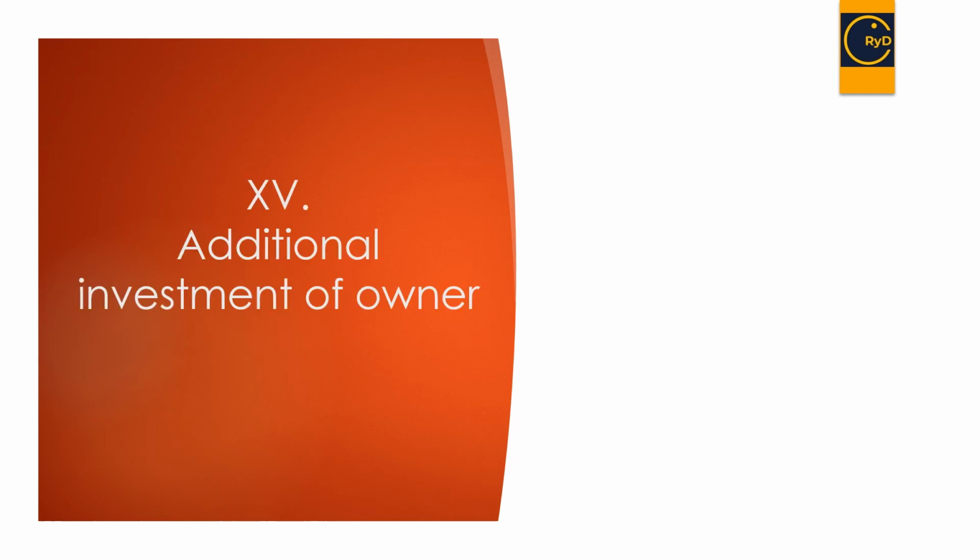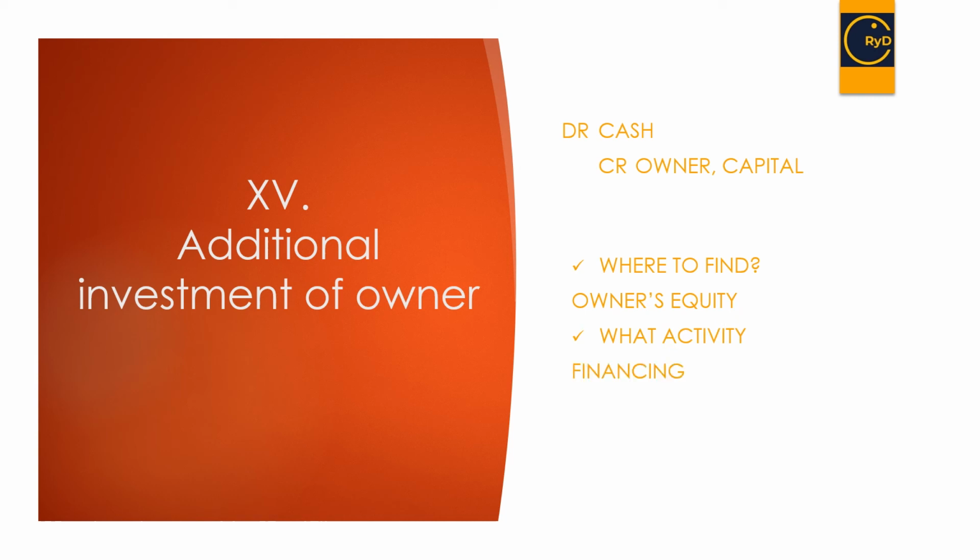Next, we have additional investment of the owner. So our entry would be a debit to cash, credit, owner's capital. So where can we find this? Of course, in our owner's equity. So this is a financing activity.